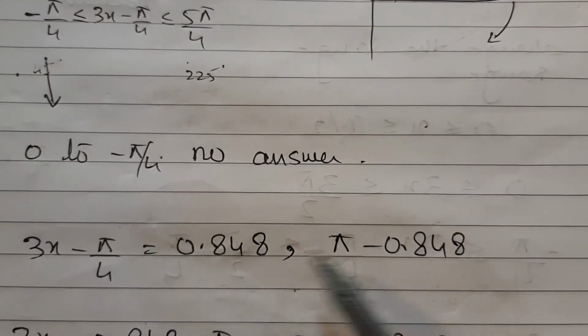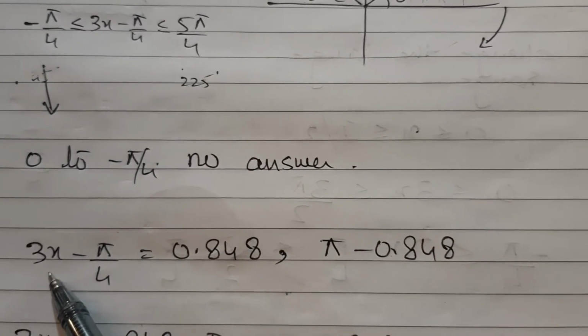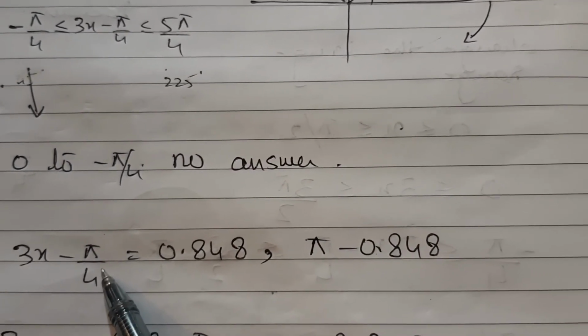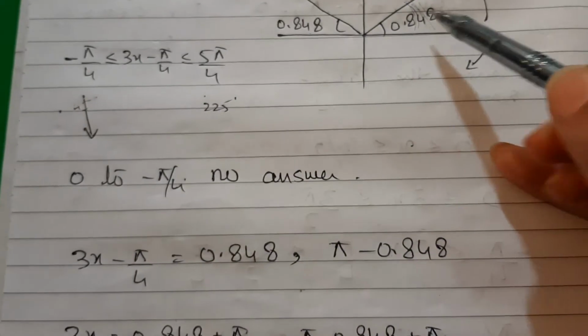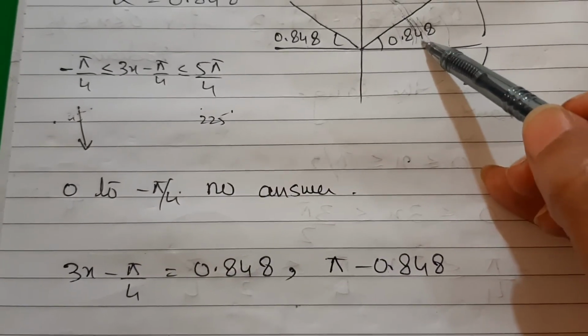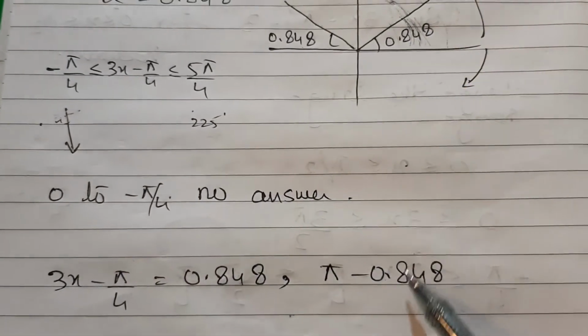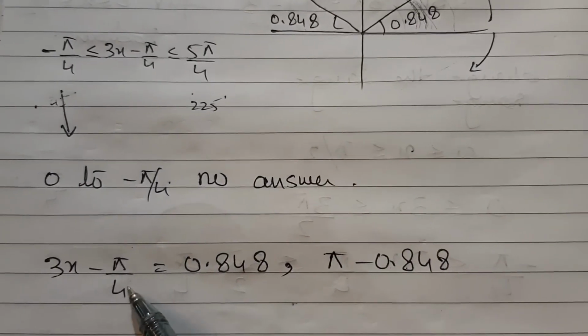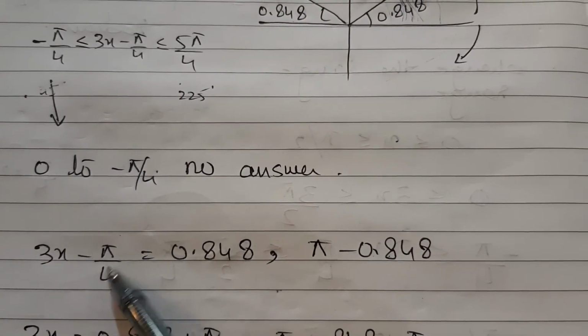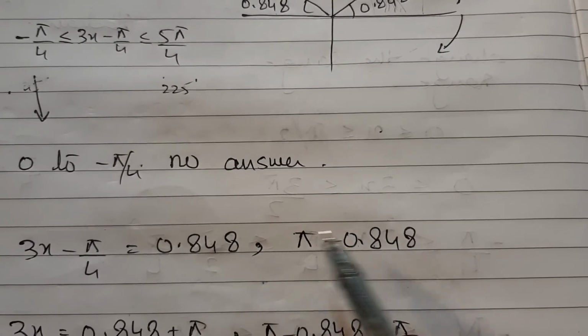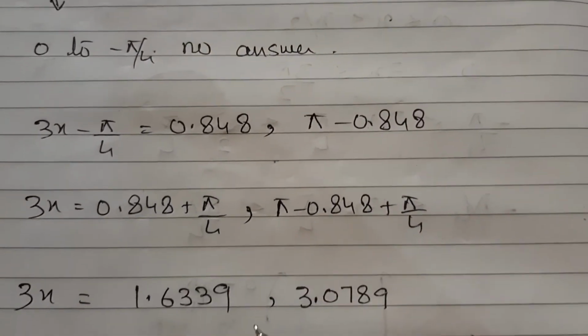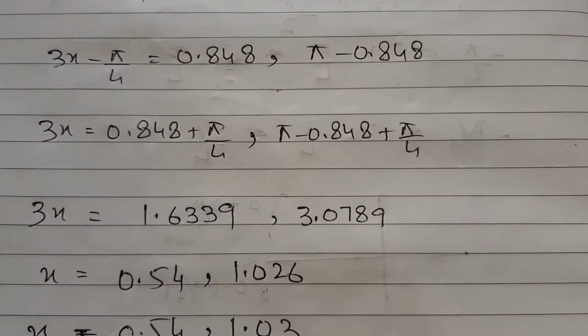And these two angles which I have written here are equal to 3x minus pi by 4. The one answer I got from here and the other answer I got from here. So both answers are equal to this. And now simple algebra: add pi by 4 to each and then divide by 3. So this is the answer you will get.